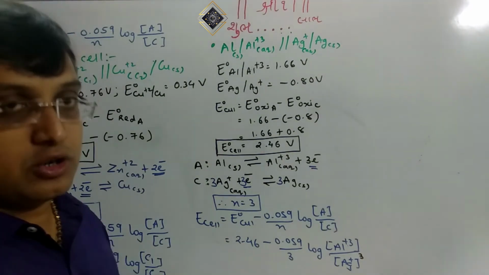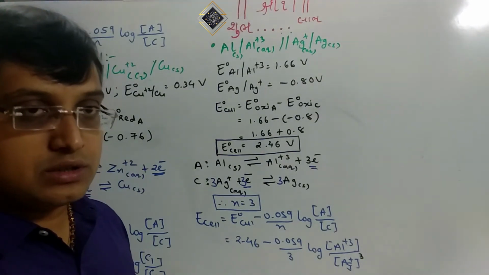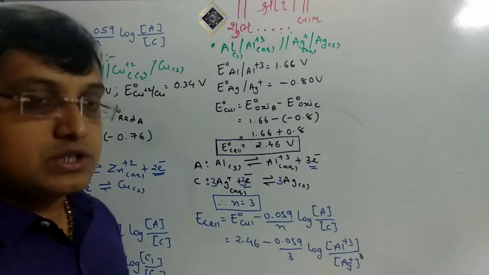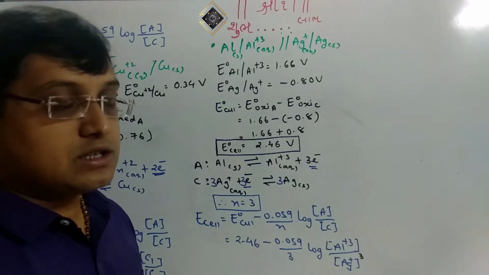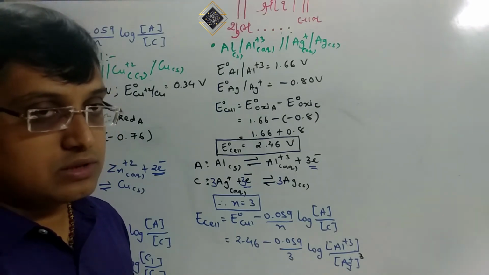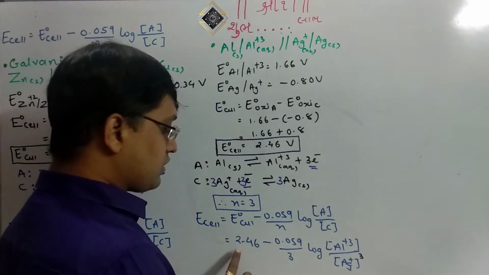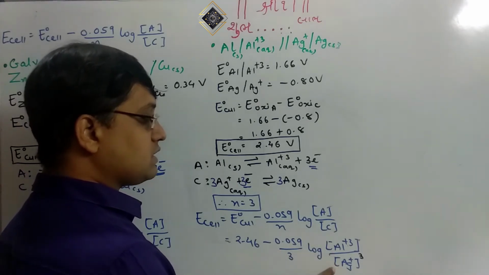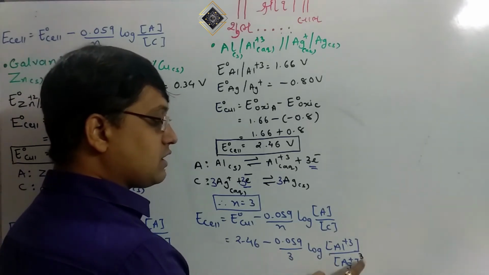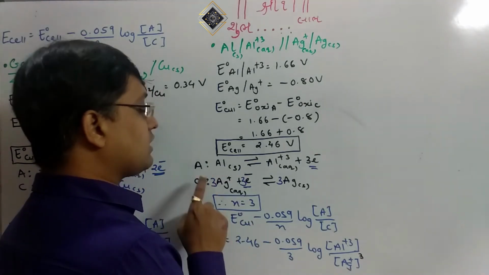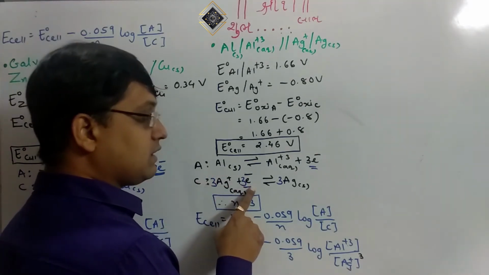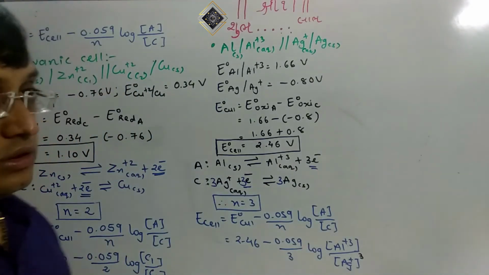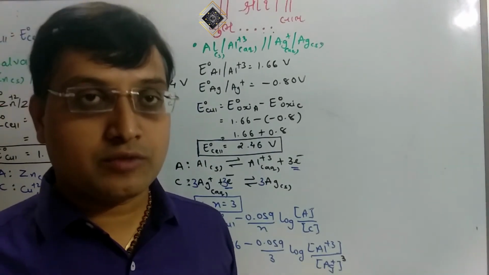This is a very important thing. Whenever you multiply the equation by some number, then this stoichiometric coefficient becomes the power of the respective ions in the Nernst equation. Don't forget to write this down. Clear? So now the equation we have is 2.46 minus 0.059 upon 3 log of Al plus 3 upon Ag plus raised to 3. Why is it 3? Because we multiplied the cathode equation by 3. Why do we multiply the equation? Because to balance the number of electrons. Clear? Okay.